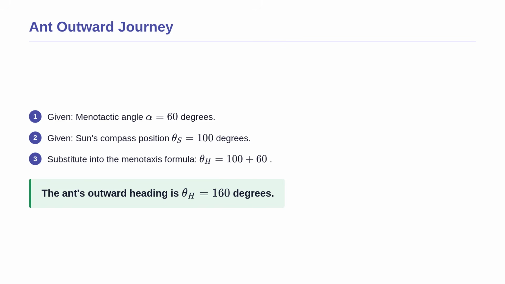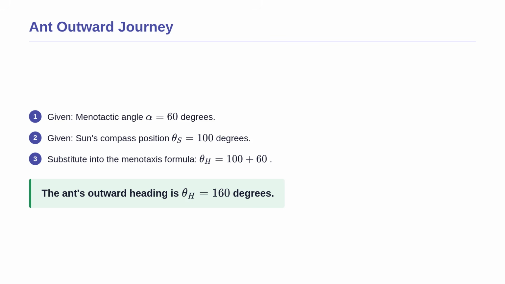Let us see how a foraging ant uses this geometric formula to leave its nest. An ant travels to a food source by keeping the sun at a menotactic angle of 60 degrees to its right. The sun is currently located at an absolute compass angle of 100 degrees. We need to calculate the ant's outward heading.